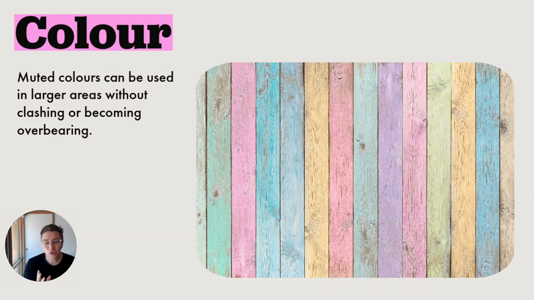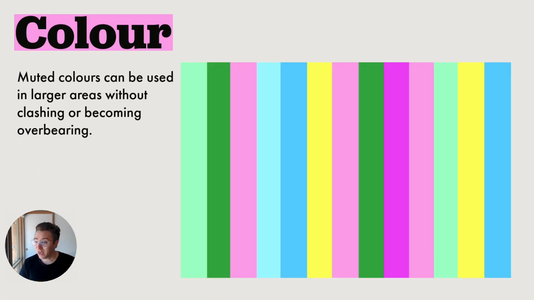We have muted colors as well, which we can use in larger areas without it clashing or becoming overbearing. So think of this as a much more mild chili that you can spread around a little bit. These muted colors here have a lot of white added to them, and there might be grayed down versions of our saturated colors. If I compare this one here with a saturated version of the same kind of pattern, you can see immediately it's really quite hard to look at and is overbearing.